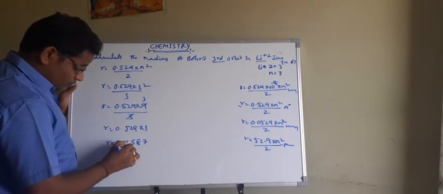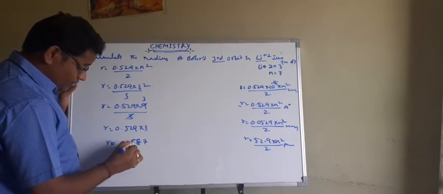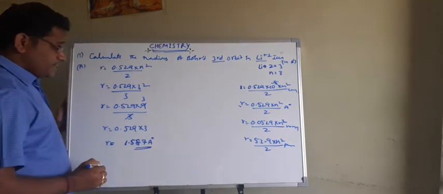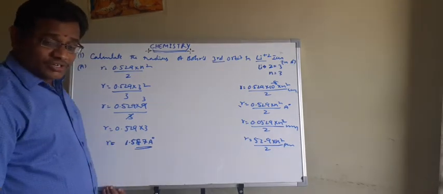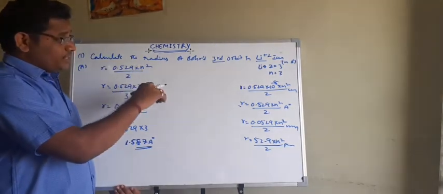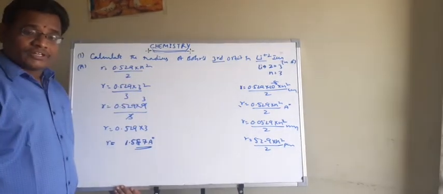Then R is equal to 1.587 angstrom units. So this is the radius of the orbit in angstrom units, the answer. Like that, we can solve this type of any model also. Okay, then the next one is the second problem.